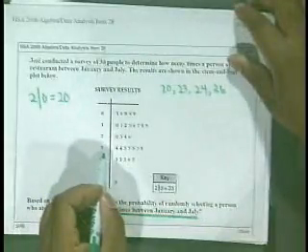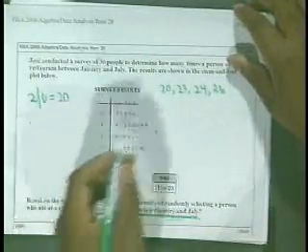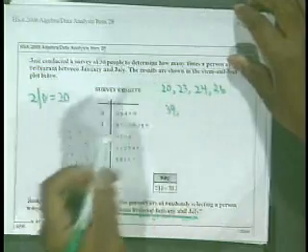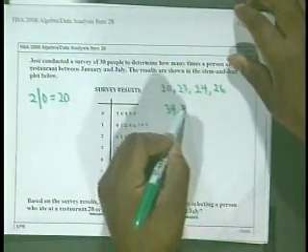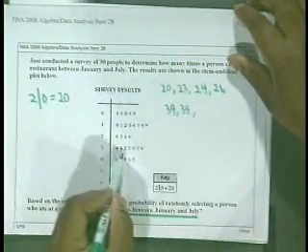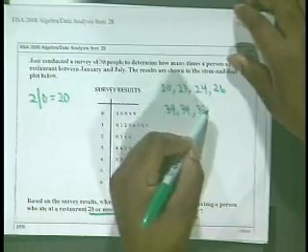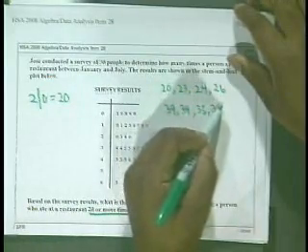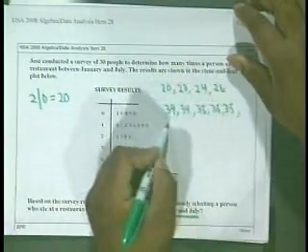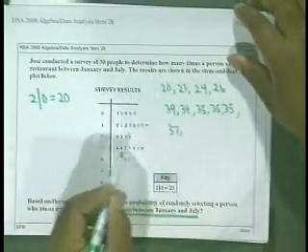Next, we have people who ate in the 30s. We have 34, and we have 34 twice. We have 35 3 times. It must be a good restaurant. 3 times. And then we have 37. And we have 38.